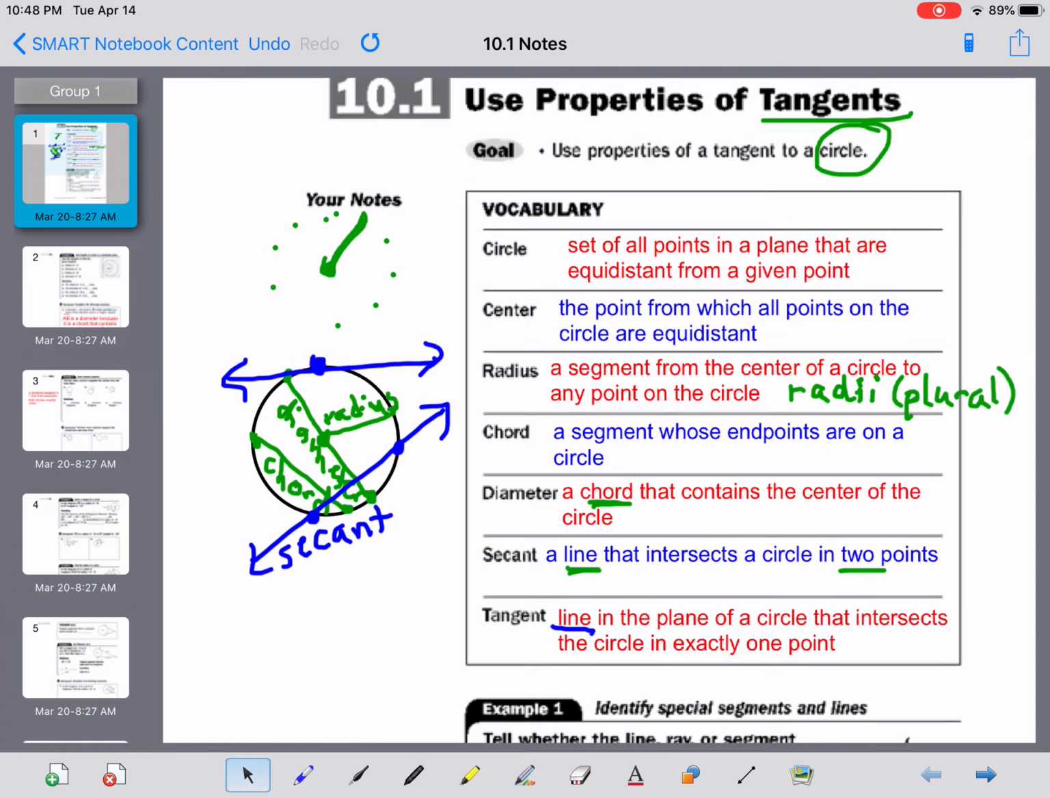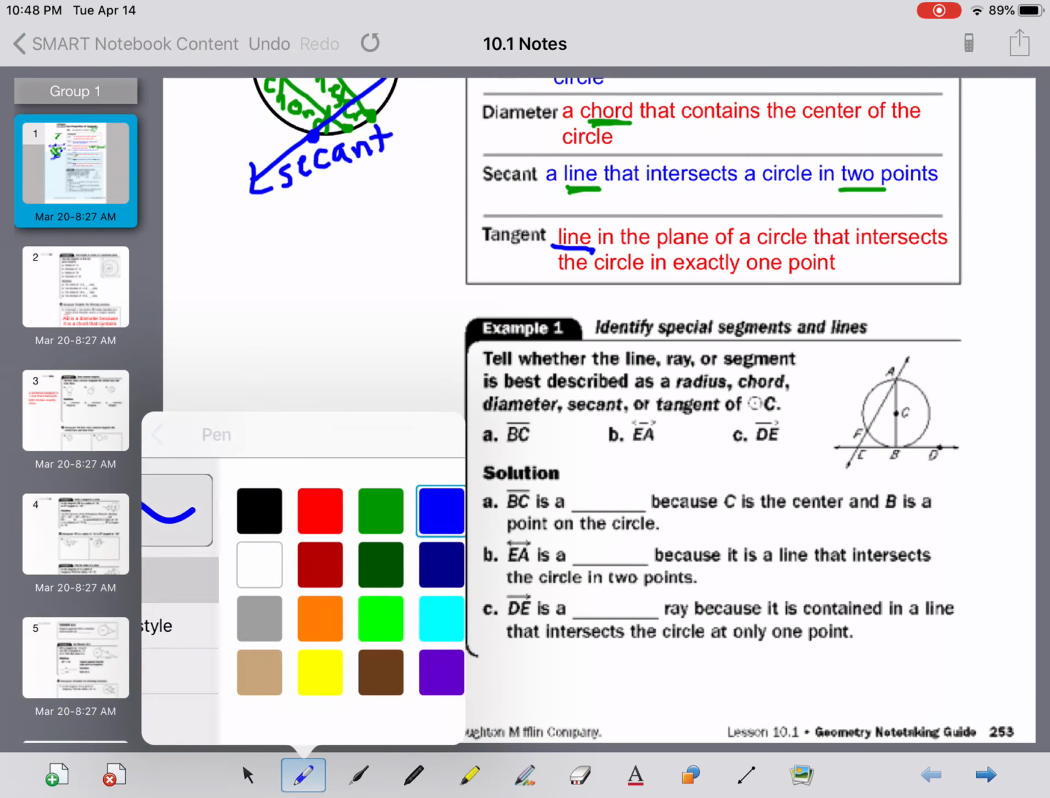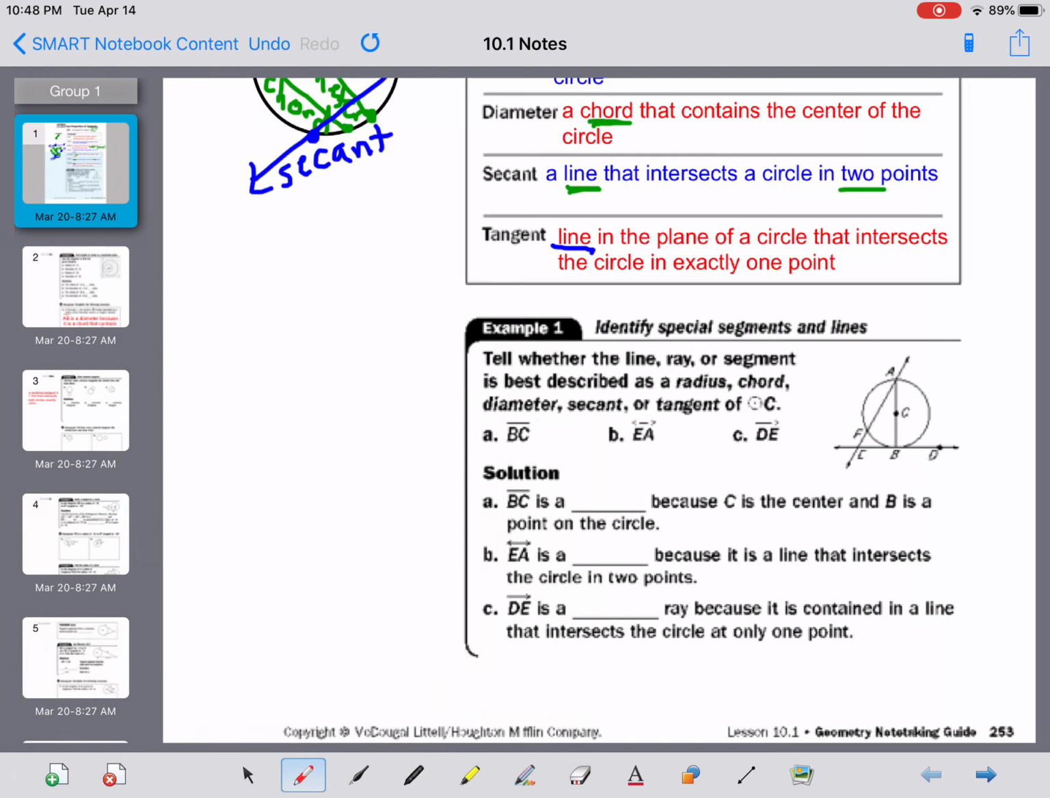All right, so let's use some of this vocab and practice some of this. One thing I want to warn you as you go through this is make sure when you're talking about your segments and such that you label them as either a segment, as a line, as a ray, whatever it is.